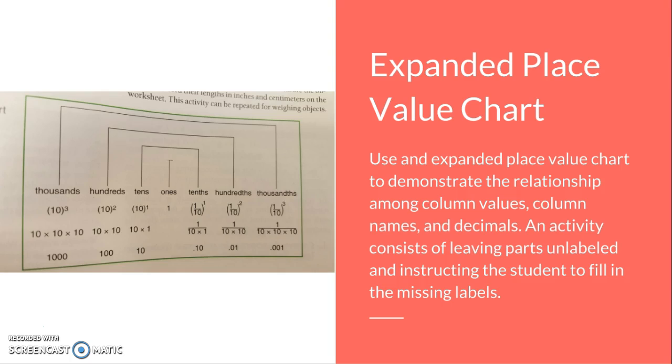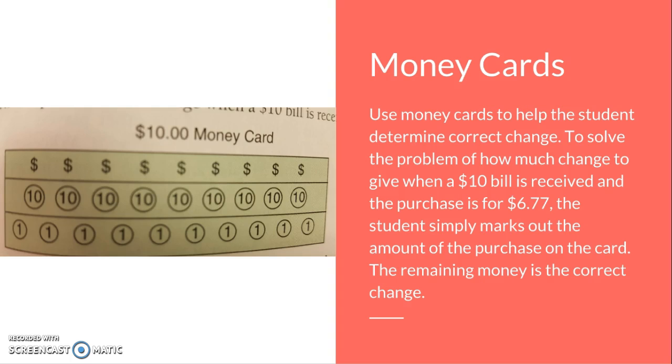Then you can have the expanded place value chart, and this can demonstrate the relationship between column values, the names, and then the decimals. With this one, you can also leave some of the parts unlabeled, and then students can again do a fill in the blank, so they'll have to figure out all the forms that are going to be equivalent to tenths.